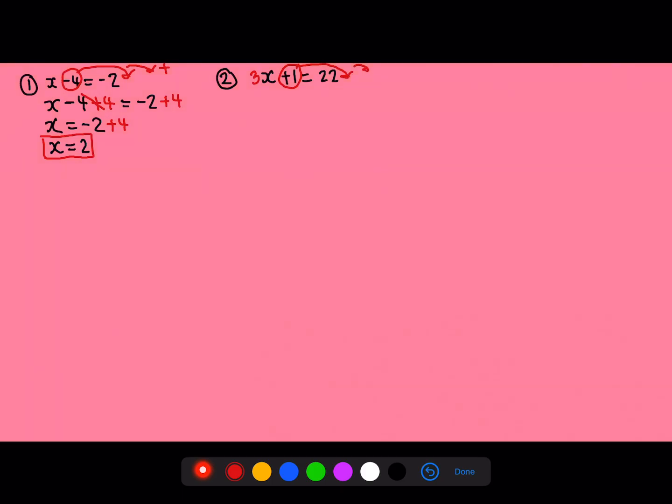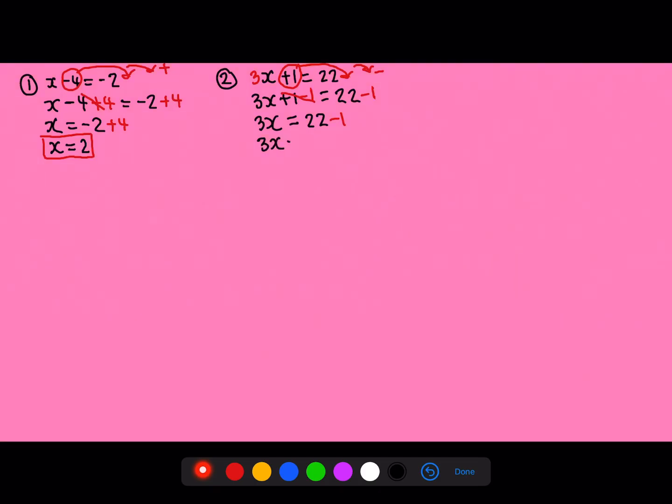Now since we have to bring positive 1 or plus 1 to the other side, it changes signs to a minus. So we would get 3x plus 1 minus 1, so we could get rid of the plus 1, equals 22, and we have to do the same thing to the other side, minus 1. So we would cross out plus 1 minus 1, and we would get 3x equals 22 minus 1. So we do 22 minus 1 in our heads.